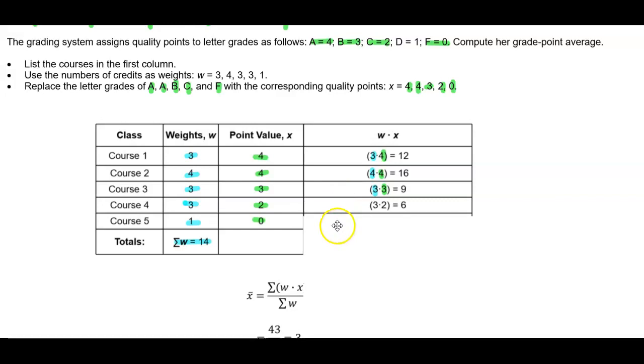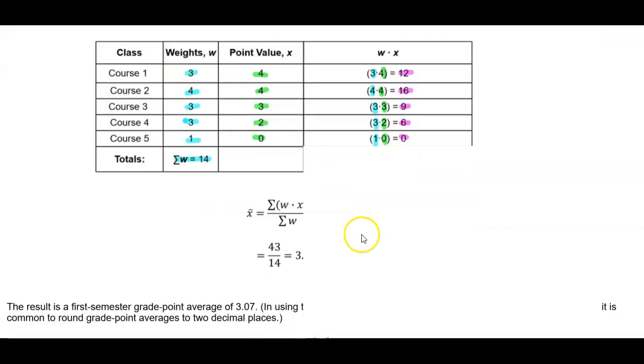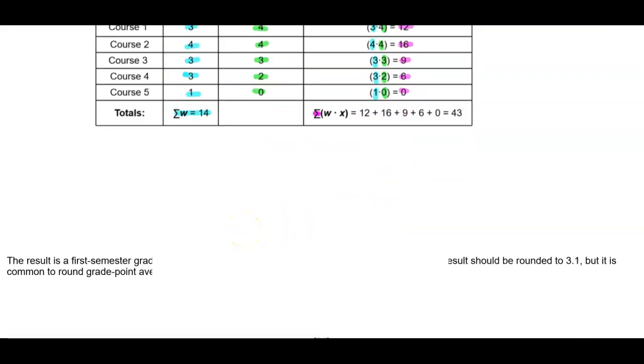And then we're going to take the value of 3 and multiply it by 2 to get 6. And then we're going to take the value of 1, which is the weight, and multiply it by the points of 0, which gives us 0. Okay, so now we want to add up that last column. So we're going to add up 12, 16, 9, 6, and then 0. In order to find the sum of that, we add those all up, and that gives us 43. Now we want to be able to find the mean.